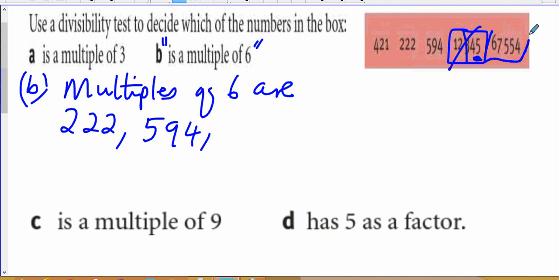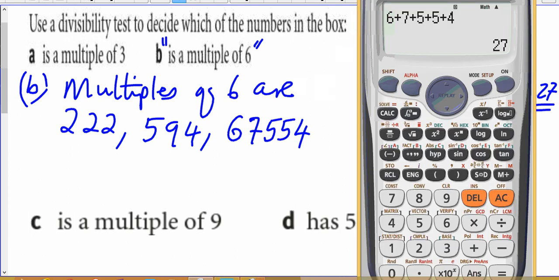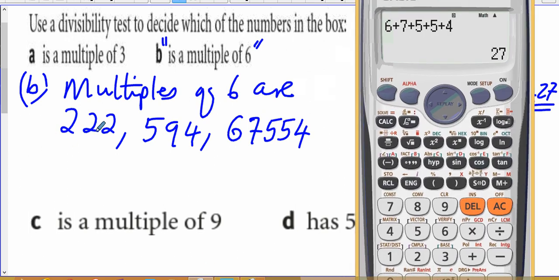So because of that, that number is not a multiple of 6. How about this number? Yes, that number will be a multiple of 6. The reason being, it is ending with a 4, showing that it is divisible by 2. And when you add the digits making up that number, you get 13, 18, 22, 27, which we found that 27 is divisible by 3.